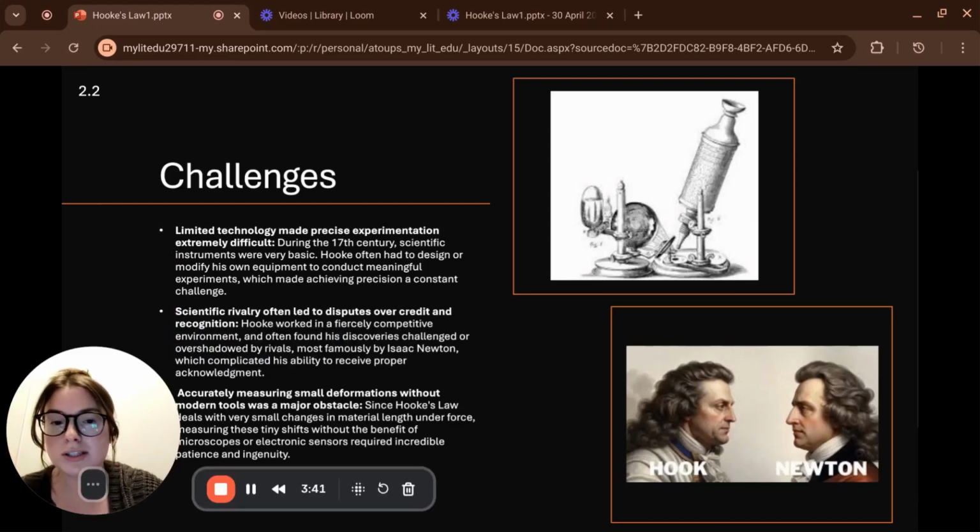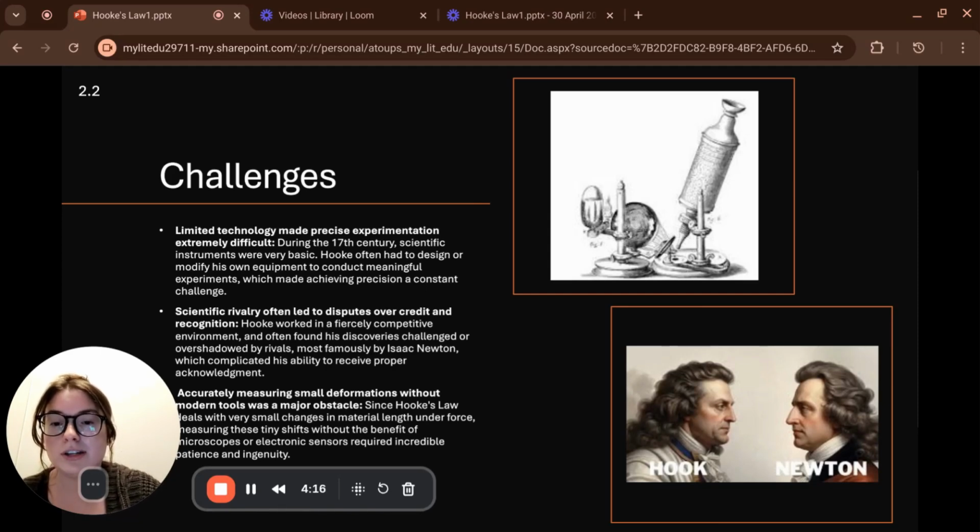Some of the challenges that Robert Hooke faced was limited technology. During the 17th century, scientific instruments were very basic, so he often had to design or modify his own equipment to conduct his experiments, which made precision a constant challenge. He was also in fierce competition with Newton, and often found his discoveries challenged or overshadowed by Newton, which complicated his ability to receive proper acknowledgement.